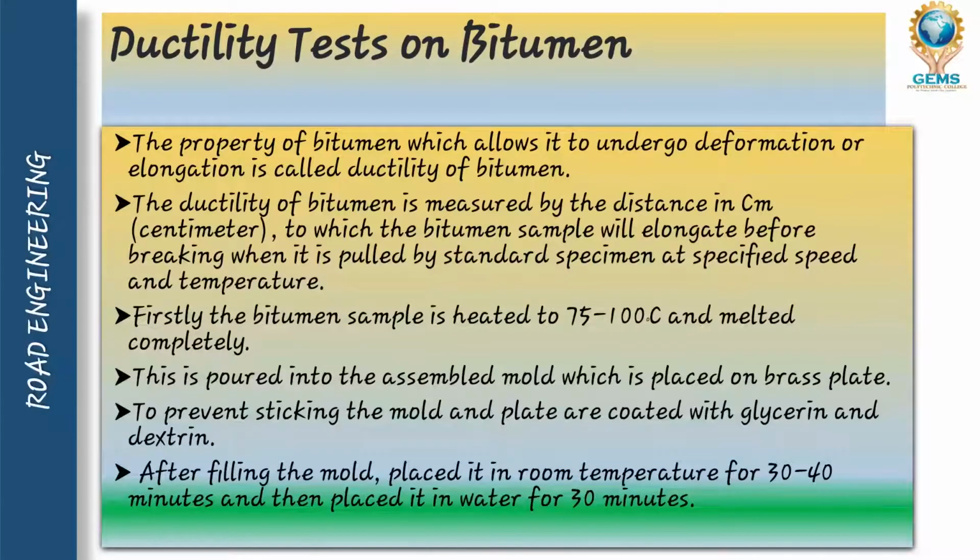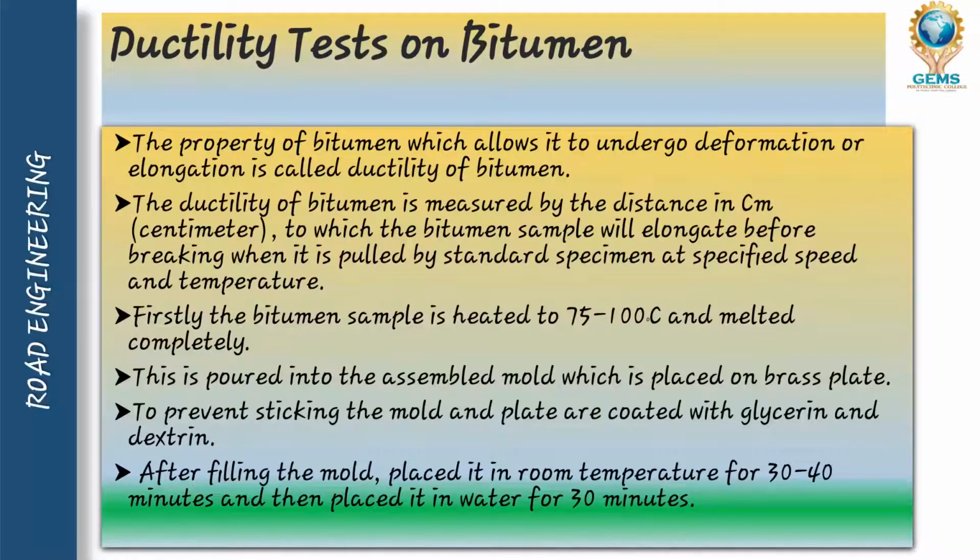First, the bitumen sample is heated to 75 to 100 degrees Celsius and melted completely. Then it is poured into an assembled mold, which is placed on a brass plate. To prevent sticking to the mold, the plate is coated with glycerin and dextrin. This will prevent the bitumen from sticking to that plate.